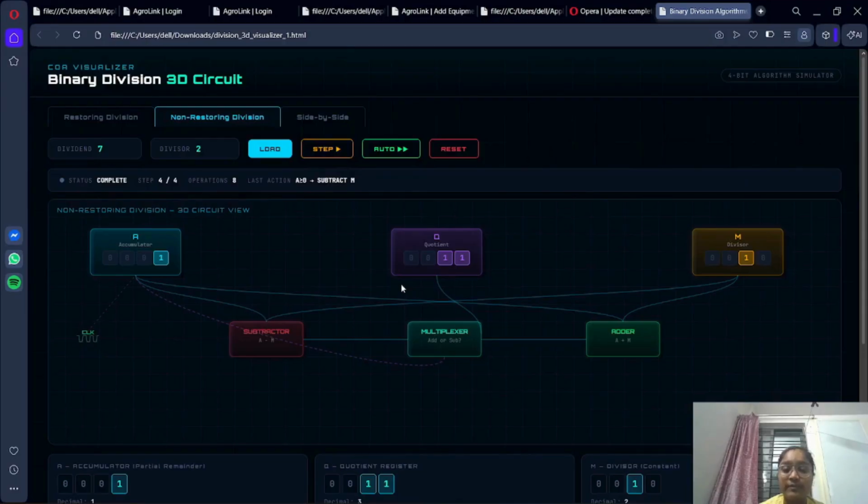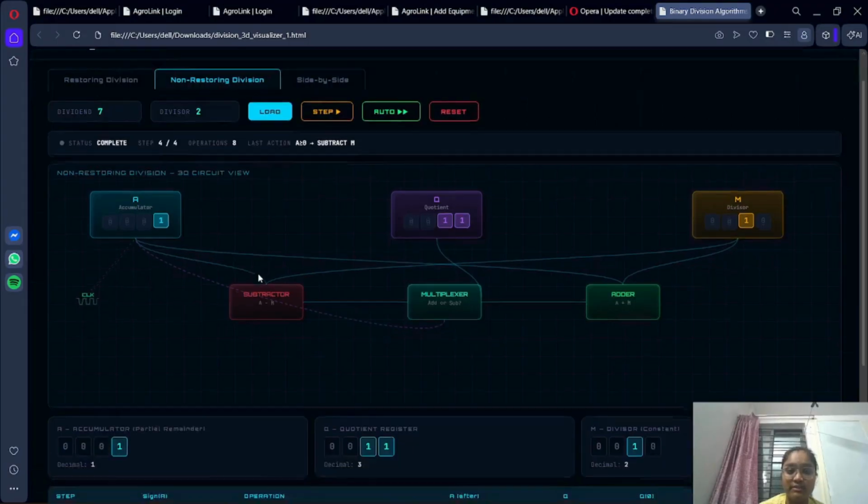Now you see, for restoring division and non-restoring division, the number of operations is different. So restoring division is not better than non-restoring division. It means non-restoring division is better than restoring division.